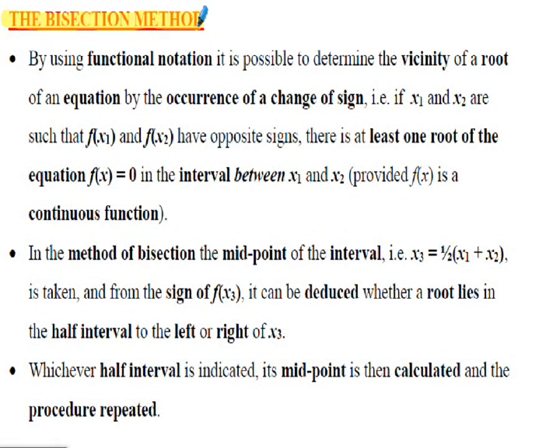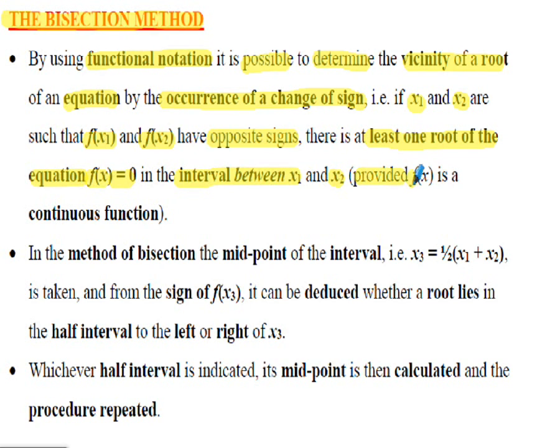The bisection method. By using functional notation, it is possible to determine the vicinity of a root of an equation by the occurrence of a change of sign. That is, if x1 and x2 are such that the function of x1 and the function of x2 have opposing signs, then there is at least one root of the equation, function of x equals 0, in the interval between x1 and x2.